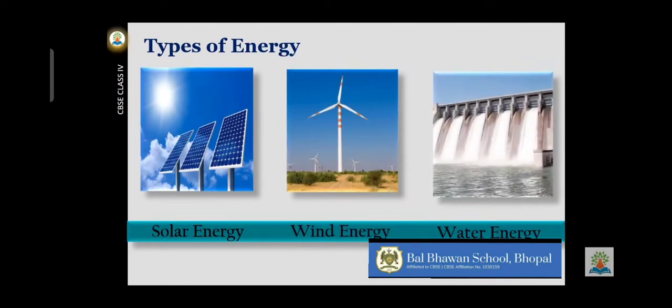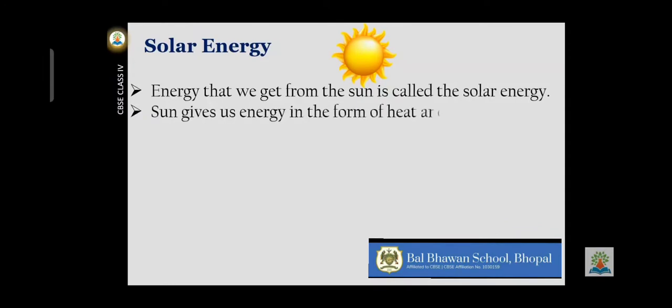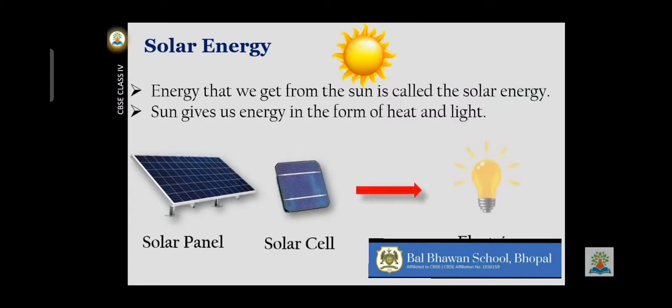So let us see. And children, energy does not get destroyed or created. It only transforms from one form to another. So when we talk about solar energy, it is the energy that we get from the sun. We get heat and light energy from the sun. And solar energy can also be used to generate electricity with the help of solar panels and solar cells. So, solar energy is a renewable source of energy which is obtained from the sun.